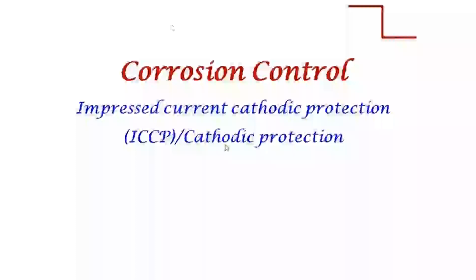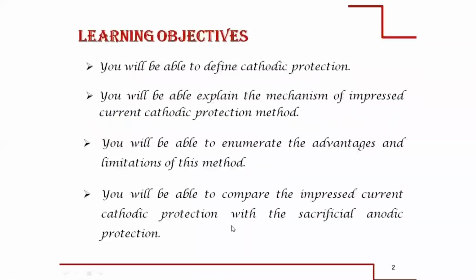Hi, welcome to the corrosion control session. So, impressed current method is another method of cathodic protection. At the end of this session, you'll be able to define cathodic protection, explain the mechanism of impressed current method, and enumerate the advantages and limitations of this method.